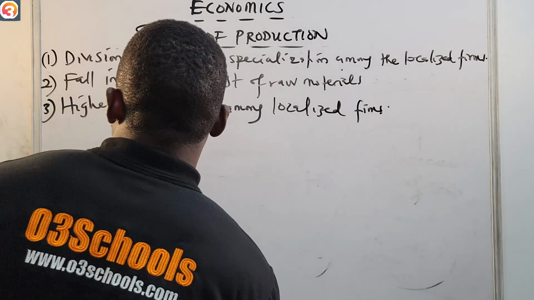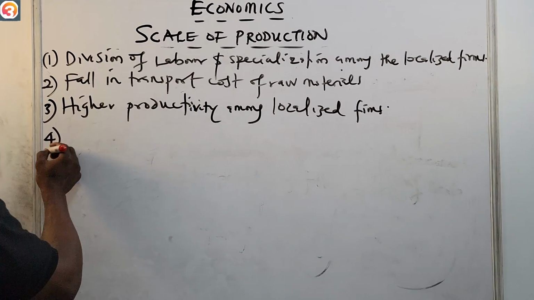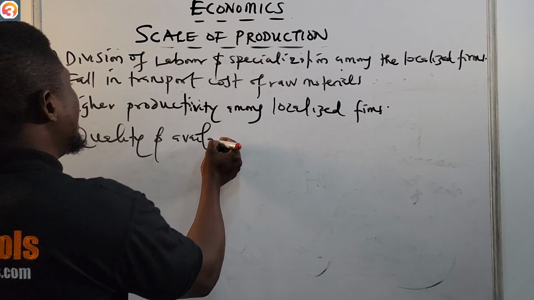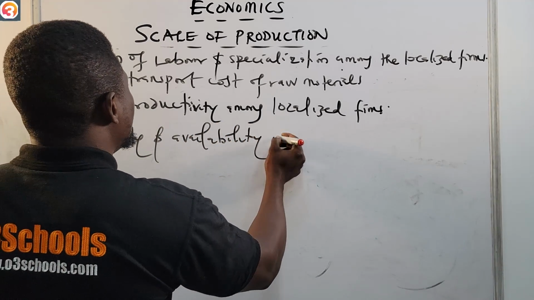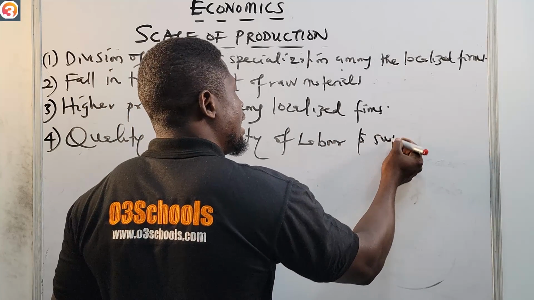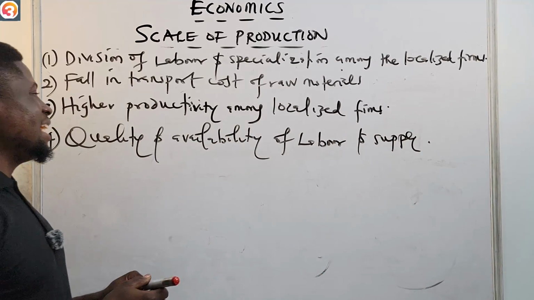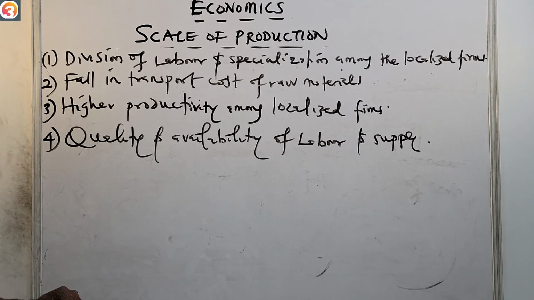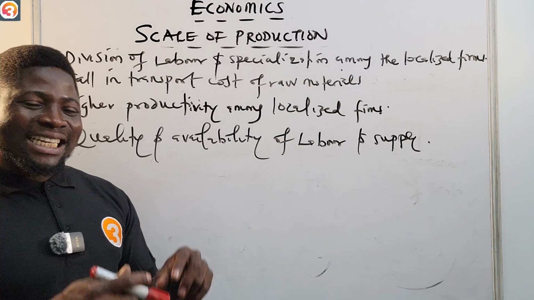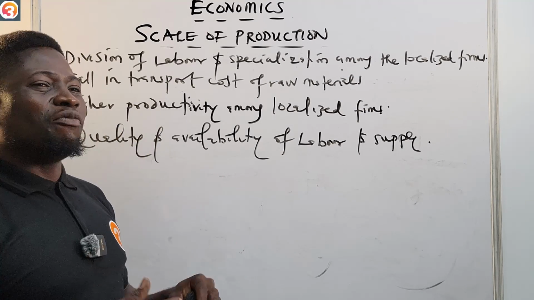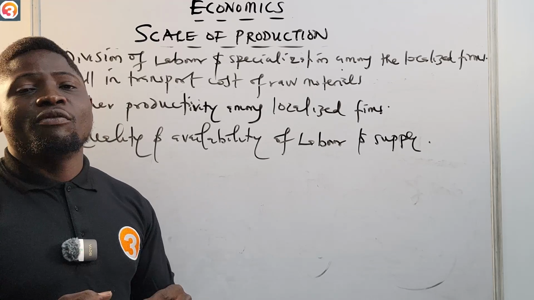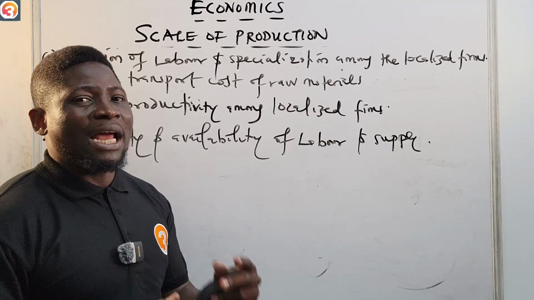Then also number four, quality and availability of labor and supply. Quality and availability of labor and supply is also another advantage that they enjoy. There's quality, and there's availability of labor, and supply of material is constant, because they are already localized, it becomes very easy for them to transport or supply materials.